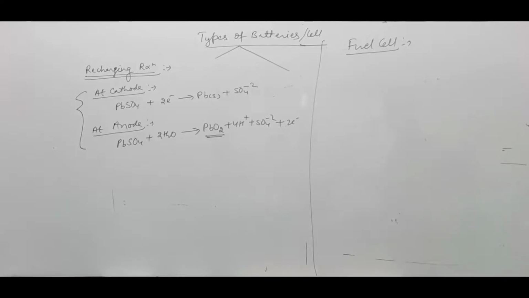So write down fuel cell. Such a type of galvanic cell in which fuels are used as an oxidant and provides continuous supply of electric current.